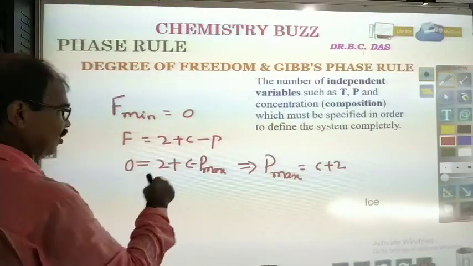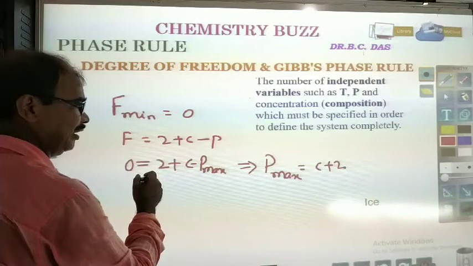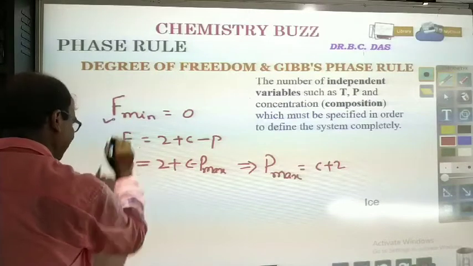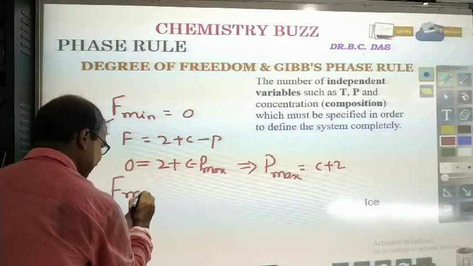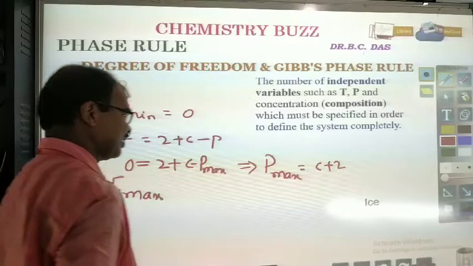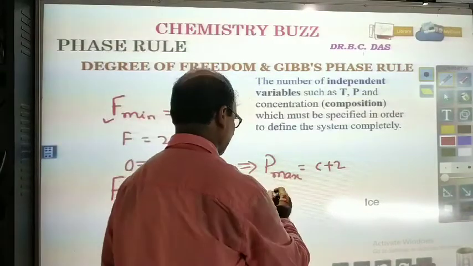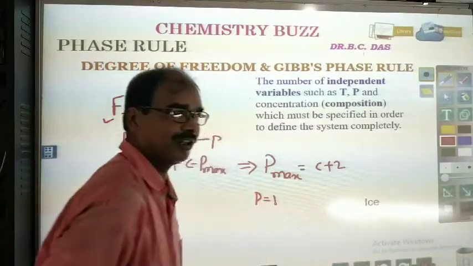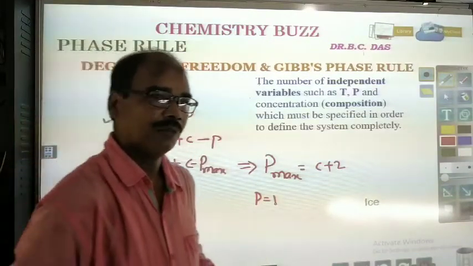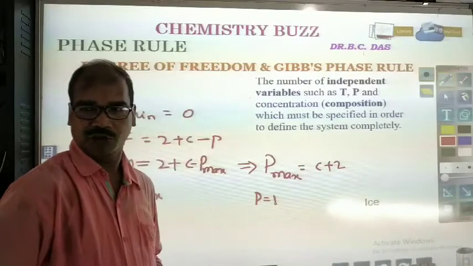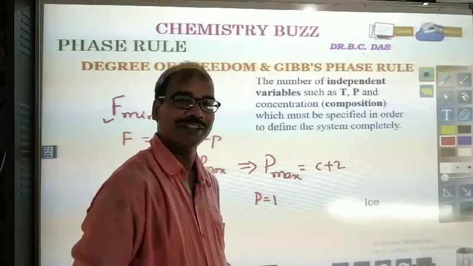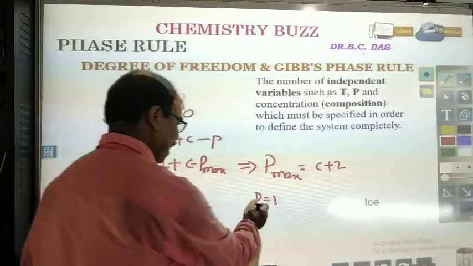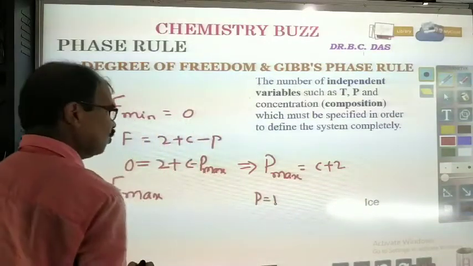So again, when the degree of freedom will be maximum, so F minimum here we have taken. So F max, so when F max, P must be minimum. When P minimum, P is equal to 1 because P cannot be 0. Why? If P is equal to 0, then the system will vanish. If there is no phase, there is no system. So P cannot be 0. So minimum value of P is equal to 1.